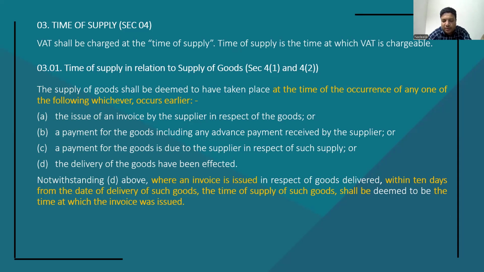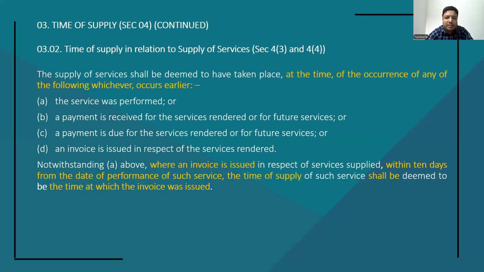So when there are changes in the law, especially rates and VAT rates, and also, as I told you, solar panel, exempt item becoming a liable item. So this can be used legally to plan and improve our businesses, right? Now let's look at the time of supply in relation to supply of services.